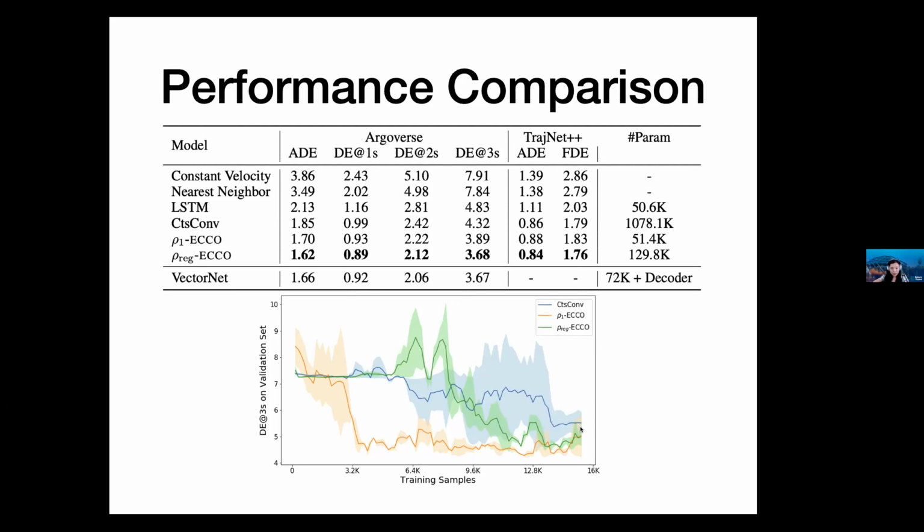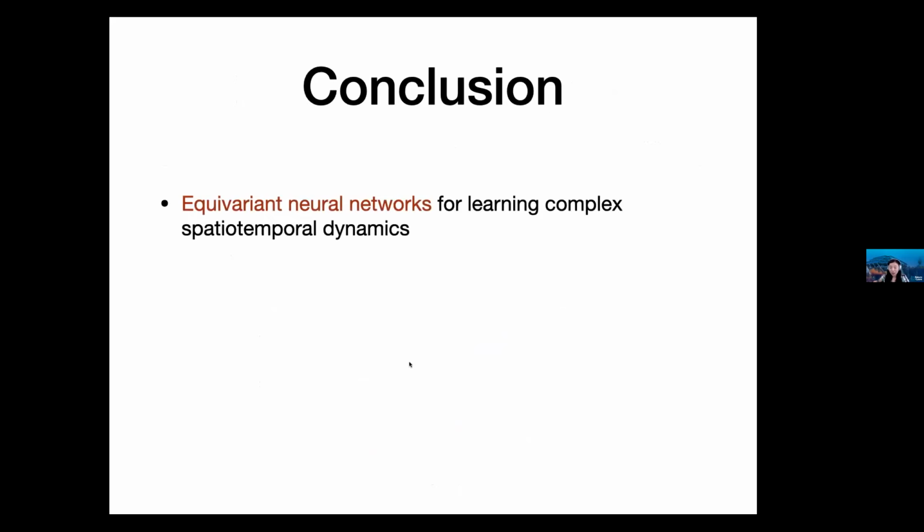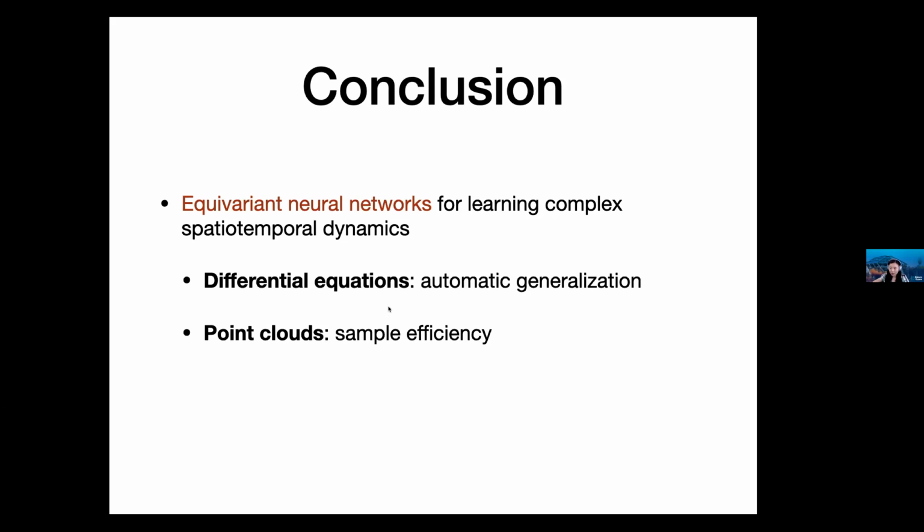Okay, so these are the two examples of equivariant neural networks in learning spatial temporal dynamics. To conclude, I talked about designing equivariant neural networks for learning complex spatial dynamics. I mentioned an example of differential equations. By using equivariant neural networks, we enable automatic generalization within a group transformation. We also evaluated on point cloud data using a continuous rotation equivariant neural network, and we observe significant improvement in the sample complexity of learning.